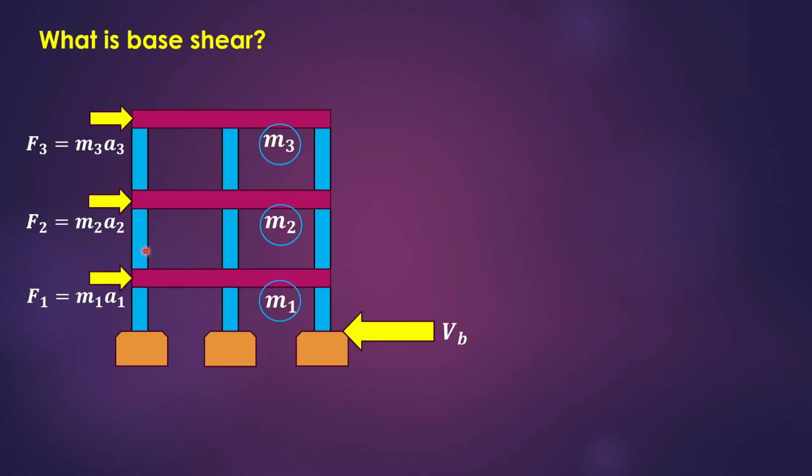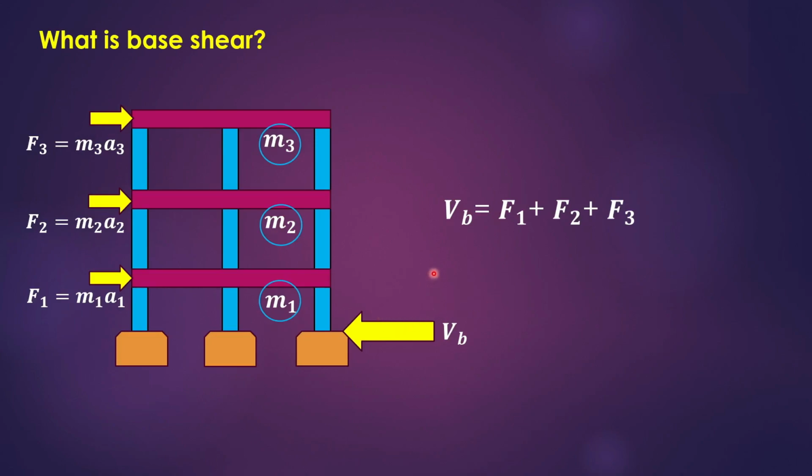For the equilibrium of the forces, horizontal equilibrium, the summation of all the forces F1, F2, F3 must be equal to a resisting force here, which we are naming as VB, the base shear. So it goes like this: the base shear VB equals F1 plus F2 plus F3.